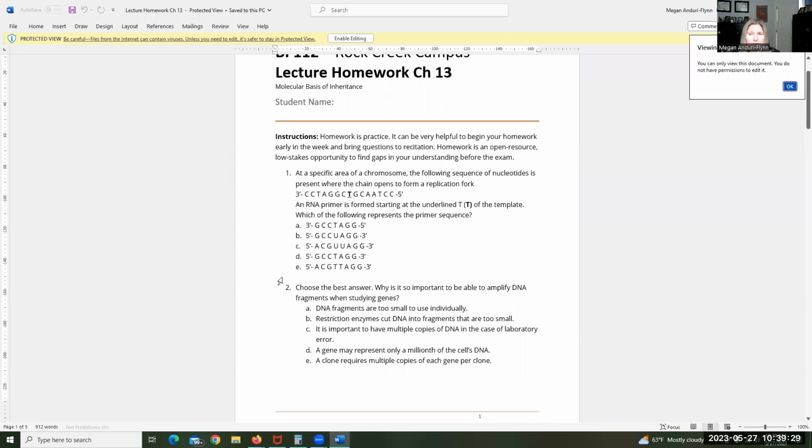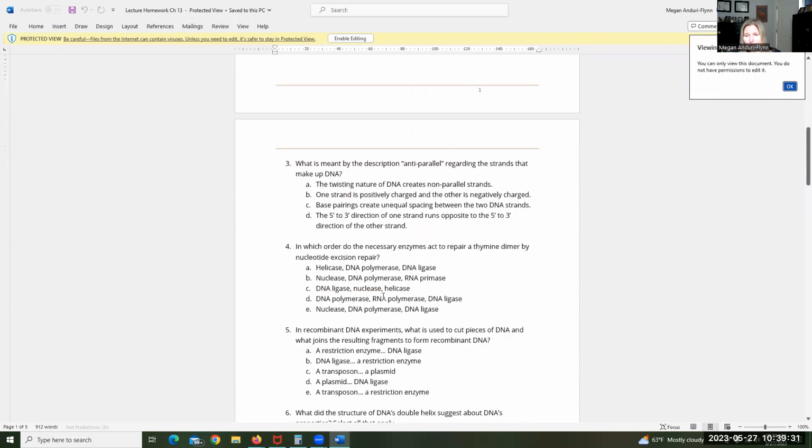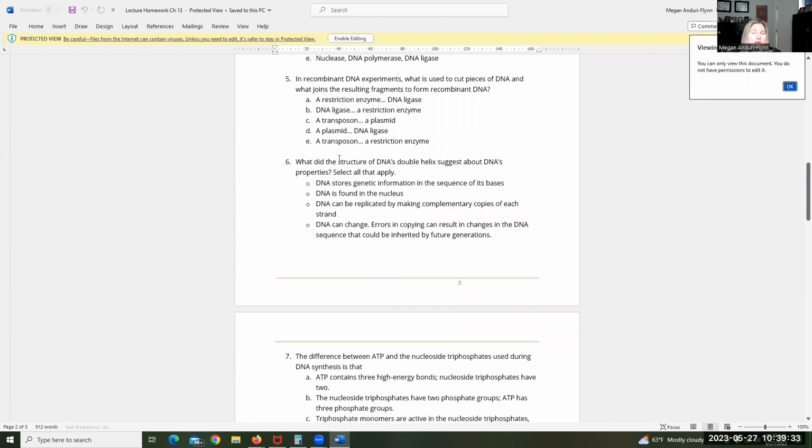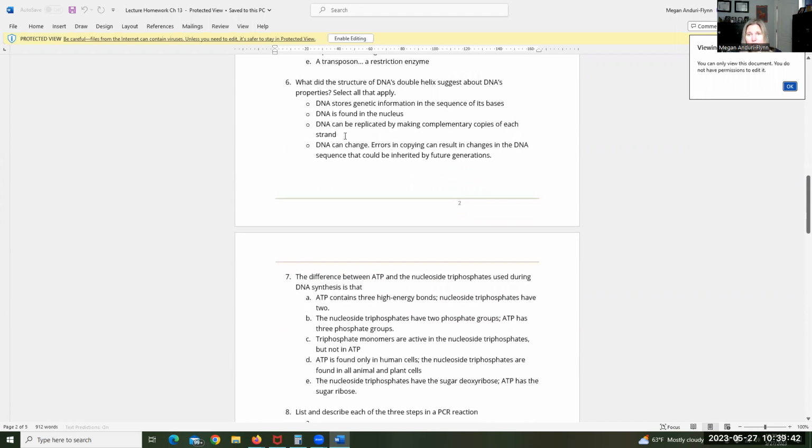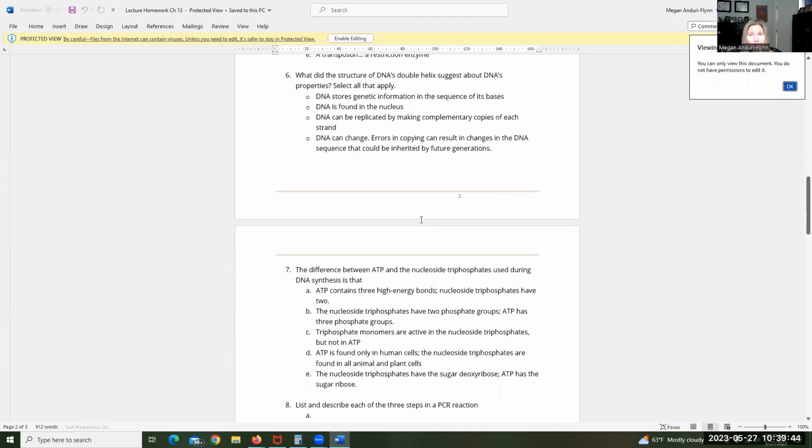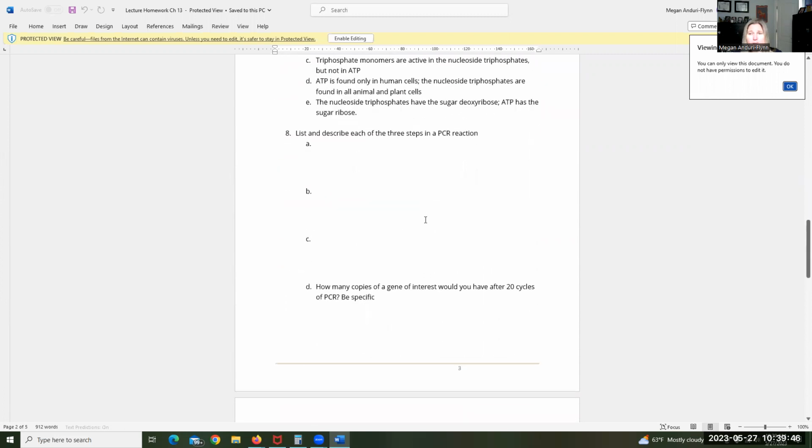We have multiple choice for the first part. Be careful. Some of these questions are select all that apply. So notice the circles instead of the A, B, C, D, E. There might be more than one answer, so you'll have to have all answers correct in order to get full credit.